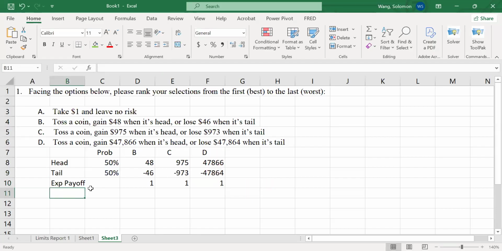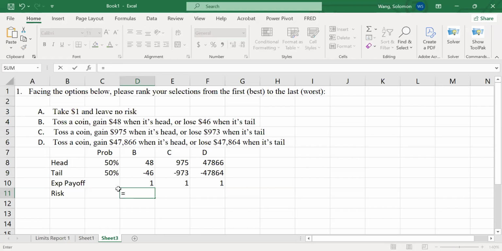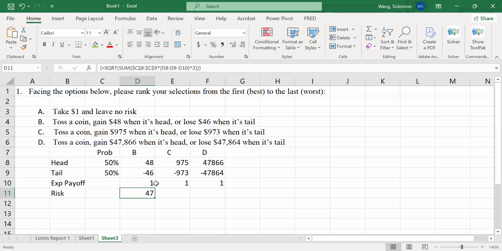However, if you want to do the standard deviation, let's say the risk you are facing here, or the variability of the payoff, clearly B is the lowest. So how to get the risk here? It's a long process, just bear with me. It's the square root of the summation of the probability, locked, times each of the payoff minus its expected, and then you take the square of it. Close the sum, close the square root. So that's $47 for the risk. That's a 47 variation from the highest to the expected or from the lowest to the expected.